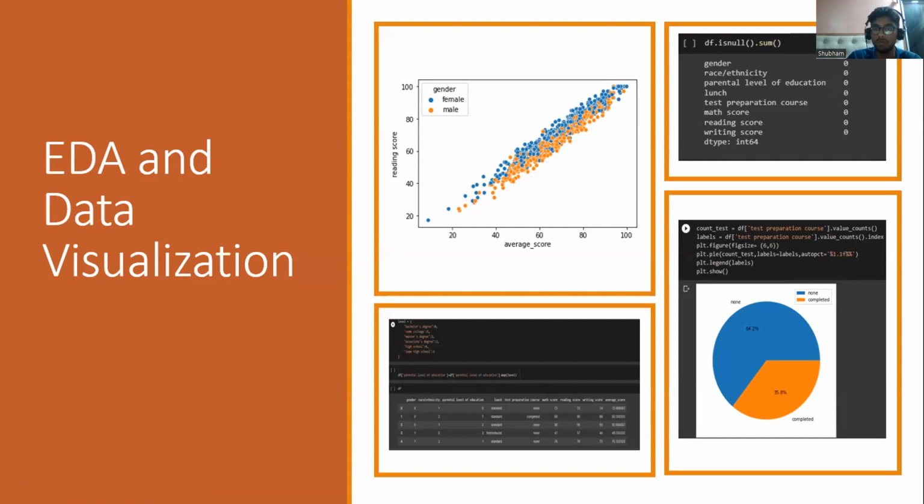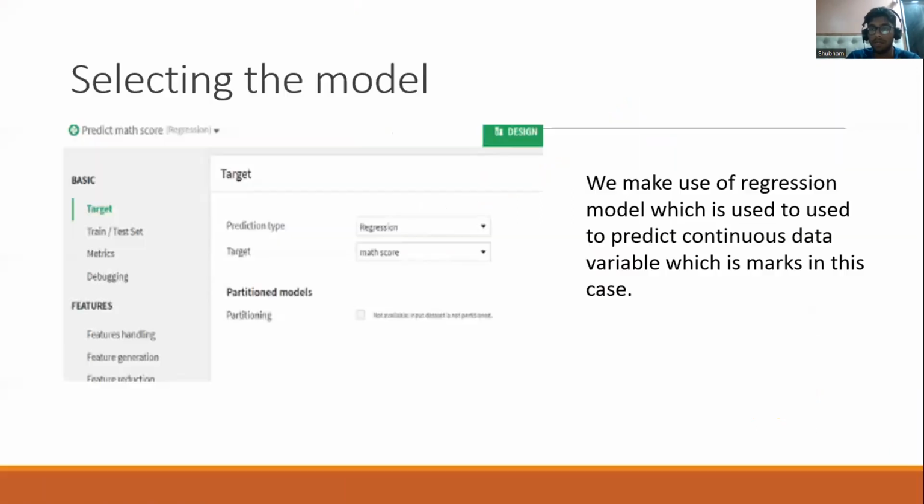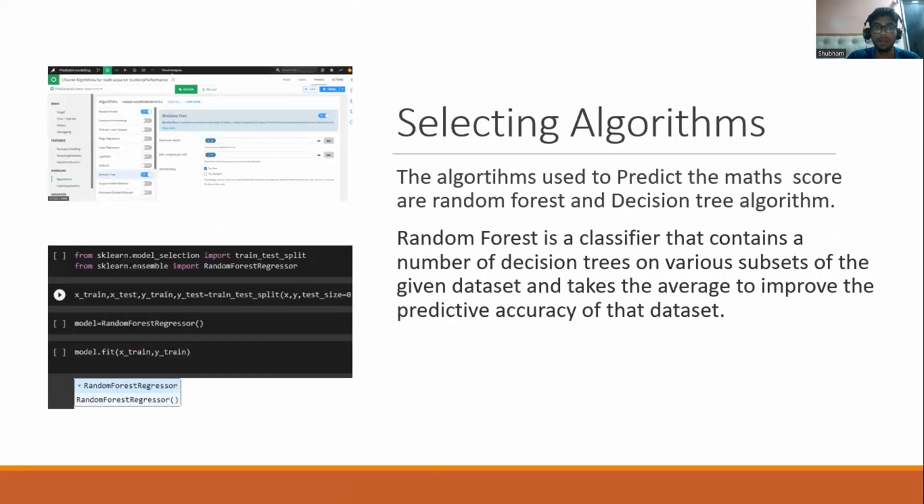And we also have a bar graph or pie chart, which also shows the none and completed versions of the data. Then we will be selecting a model. In this case, we will be making use of a regression model, which is used to predict a continuous data variable, which in this case is the maths score.